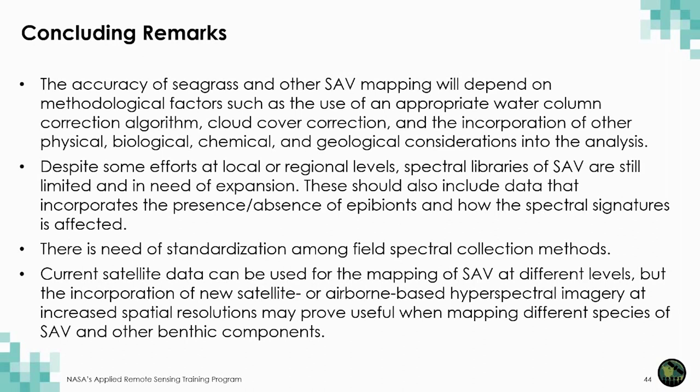And this should include data that incorporates, for instance, the presence or absence of epibionts and how spectral signatures are affected by these. And there's a need for standardizing all these field data collection methods for better use. And current satellite data can be used for mapping aquatic vegetation on different levels. But the incorporation of new satellite and airborne-based hyperspectral imagery and increased spatial and spectral resolutions may prove useful when mapping different species or different groups of aquatic vegetation and other benthic components.